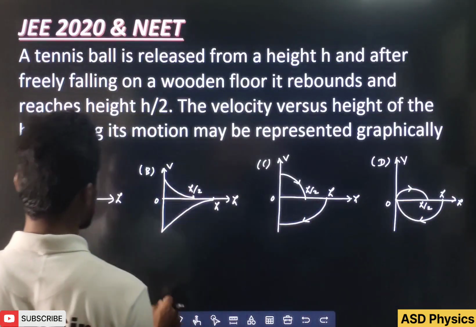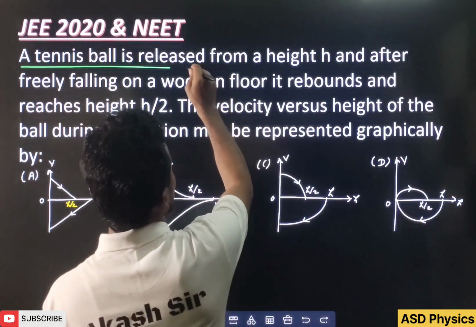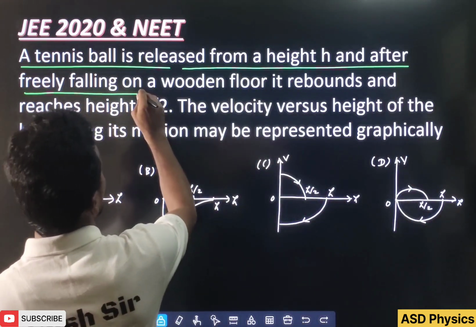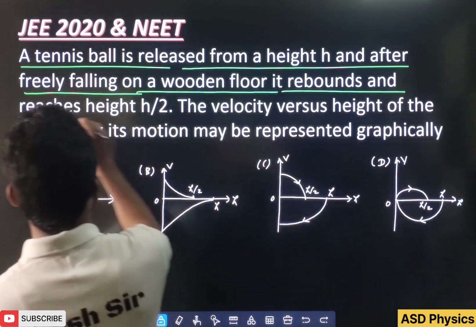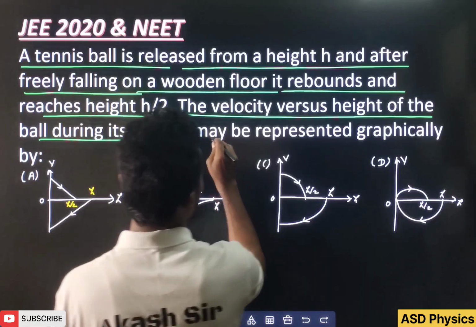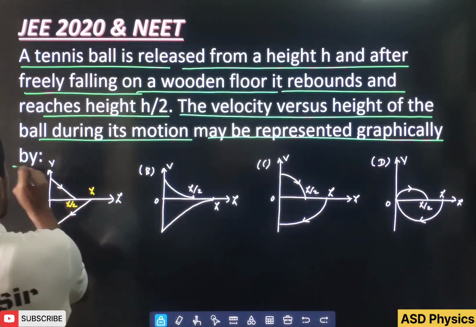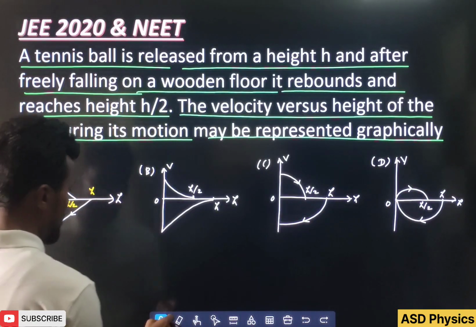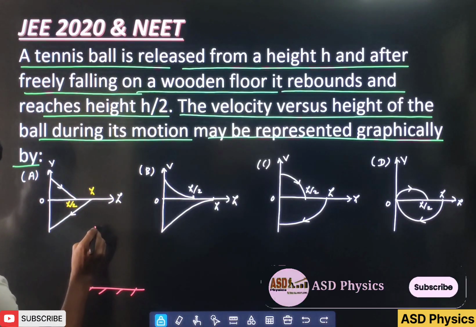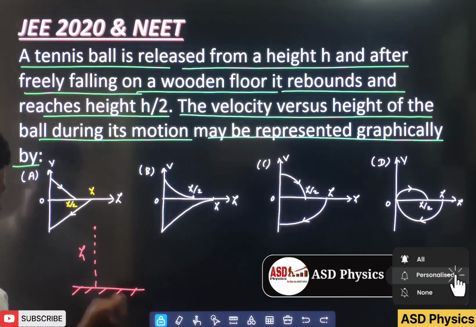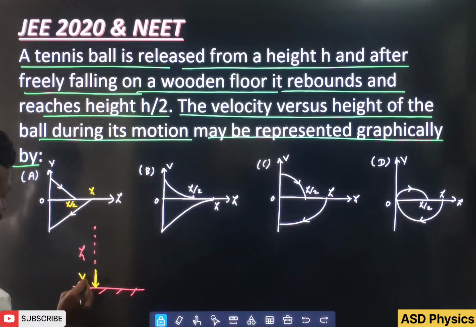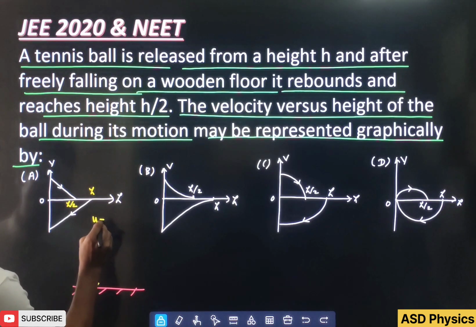Here you can see, a tennis ball is released from height h, and after freely falling on a wooden floor, it rebounds and reaches height h by 2. The velocity versus height of the ball during its motion may be represented graphically by the schematic diagram. Remember that the situation is like this: the body is released from height h and it will hit the ground with some velocity. Let's take velocity v0, and when it has dropped, the velocity, how much here?